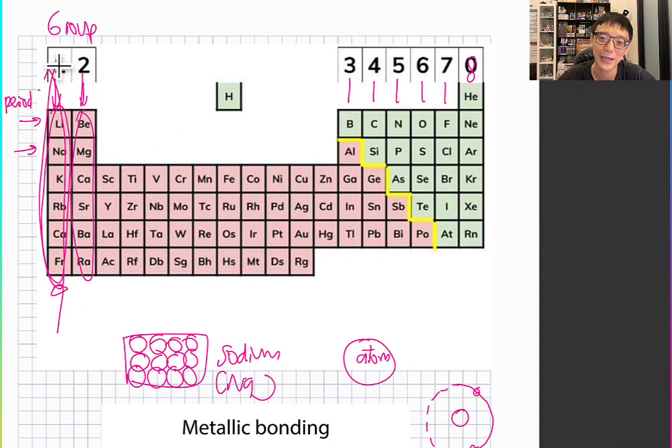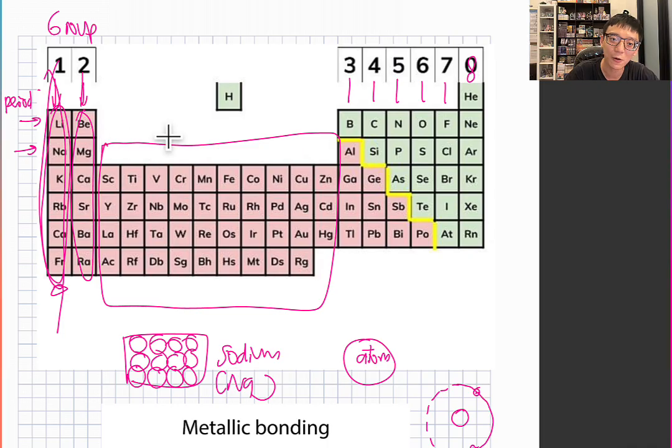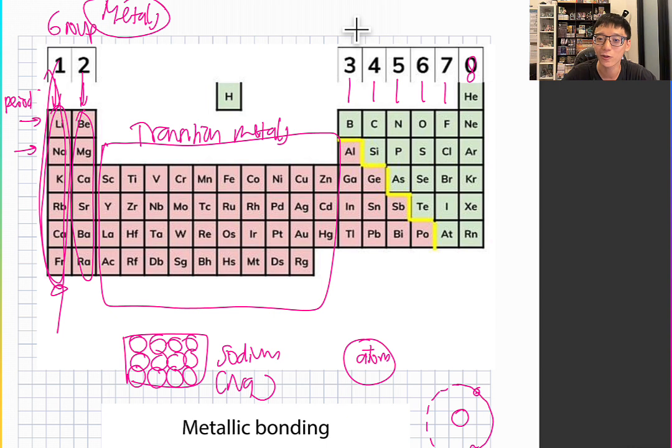And please remember the categorization, the groupings: the first and the second group are usually metals. And then here in the middle part, it's actually called the transition metals. Because they are like the bridge between the metals, groups 1 and 2, and the non-metals, groups 3, 4, 5, 6, 7, and so on. So the transition metals are in between in the periodic table, which is why they are called the transition metals.